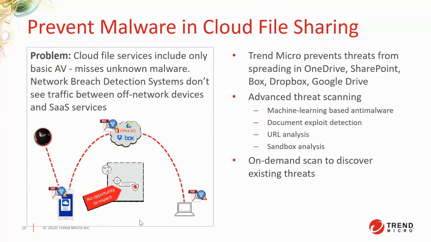So what we provide with Cloud App Security is that we can stop all the uploaded files and documents to the cloud file sharing till we scan them. We provide advanced threat scanning techniques where we can scan all the uploaded documents through machine learning and anti-malware scanning engines. We can provide document exploit detection and URL analysis. If there is an embedded URL in the document, we can do a URL analysis through our URL reputation engine, and sandbox analysis as well. On top of that, we can provide an on-demand scan where you can scan all your existing cloud file sharing, in case there is any malicious document already uploaded.